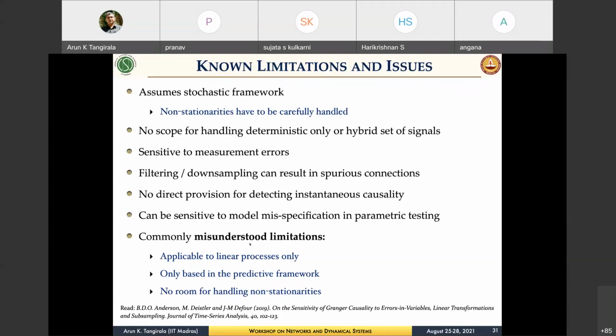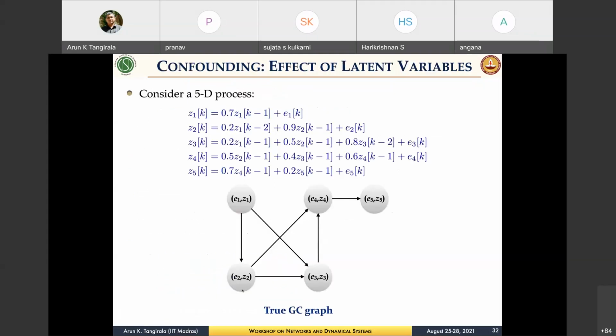Some of the commonly misunderstood limitations, which are not correct, is that it is applicable to linear processes. No, Granger never mentioned that. So if you read a paper which says this, don't accept it. It is only based in the predictive framework. No, it's popularly based in the predictive framework. No room for handling non-stationarities. That is also not completely correct. So don't buy these simple limitations. I'll just illustrate some of the limitations and then talk about some remedies and then quickly move on to convergent cross-mapping.